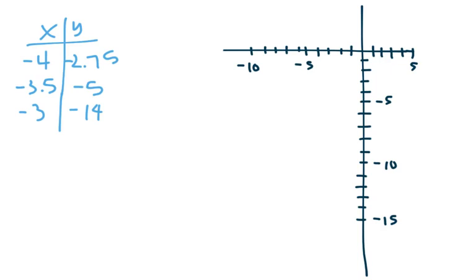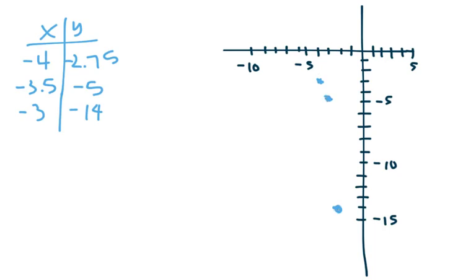We've got -4, -2.75 will be right about here, and then -3.5, -5, and then -3, -14. Okay, maybe those aren't the best. We'll put that there. My stylus is maybe not the easiest thing to use. Okay. We'll call these our points.